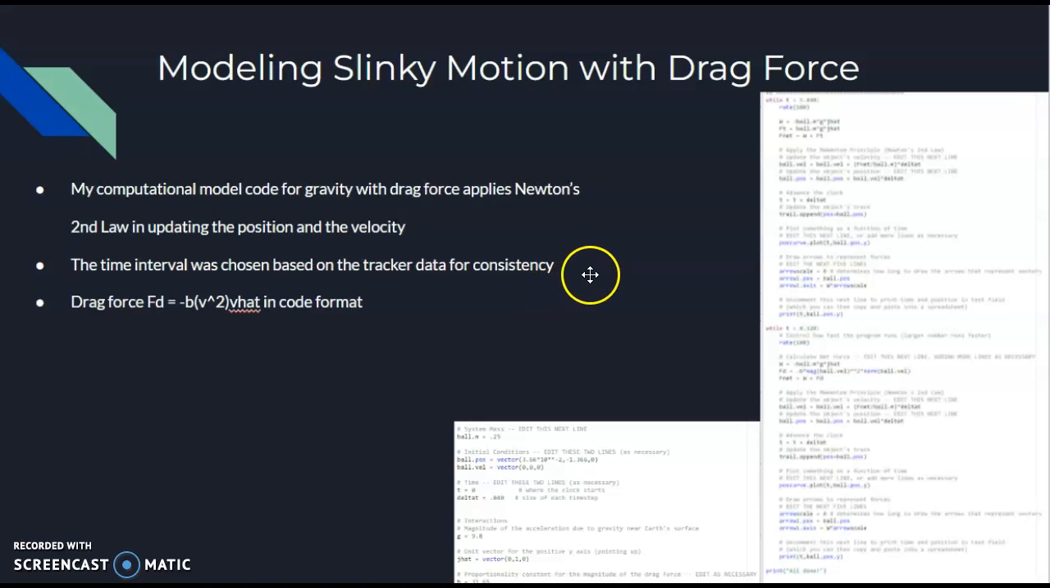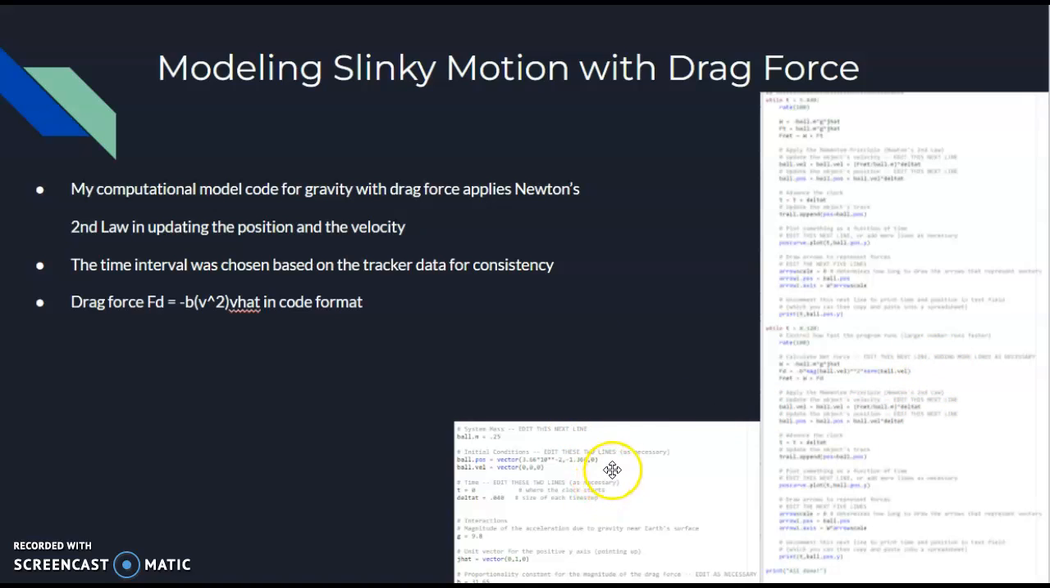So the time interval was chosen based on the tracker data for consistency. We have this time interval and then this time interval, and these are where the top of the spring catches up to the bottom, and this is where it is already caught up and both of them start to fall. And this is where the implementation of the drag force is active.